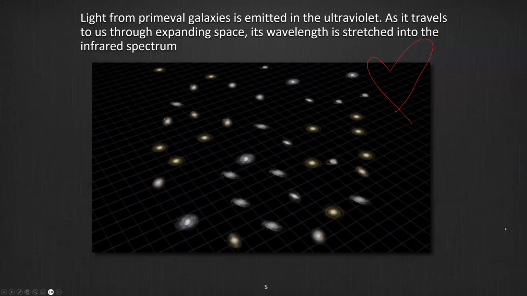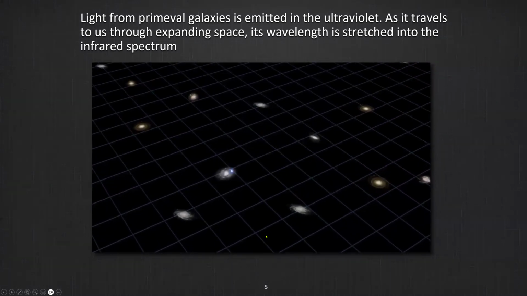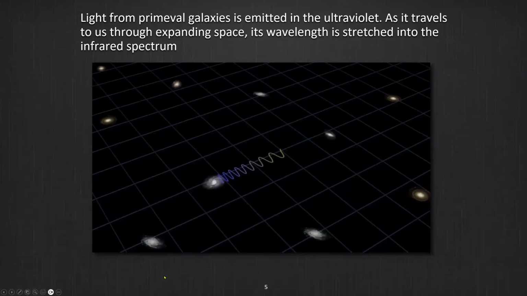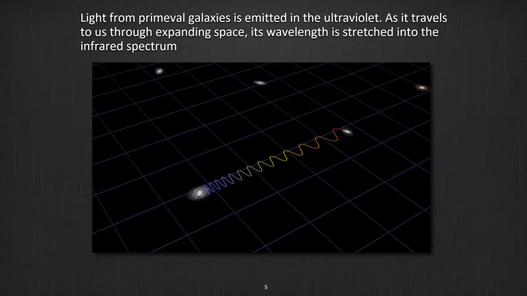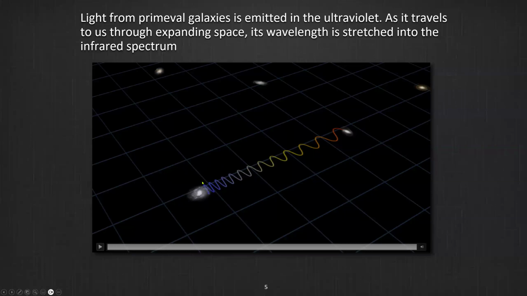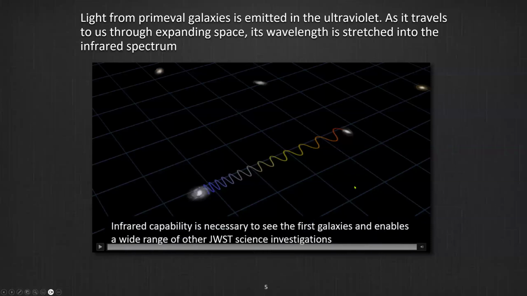Okay, so what does this have to do with the James Webb Space Telescope? When we look at those primeval galaxies, the first galaxies to form after the Big Bang, they emit their light in the ultraviolet part of the spectrum. However, as that light travels to us through the expanding space, through the expanding raisin bread dough, its wavelength is shifted from the very short wavelength ultraviolet to the long wavelength infrared. And so to see that light today, we have to build an infrared telescope.